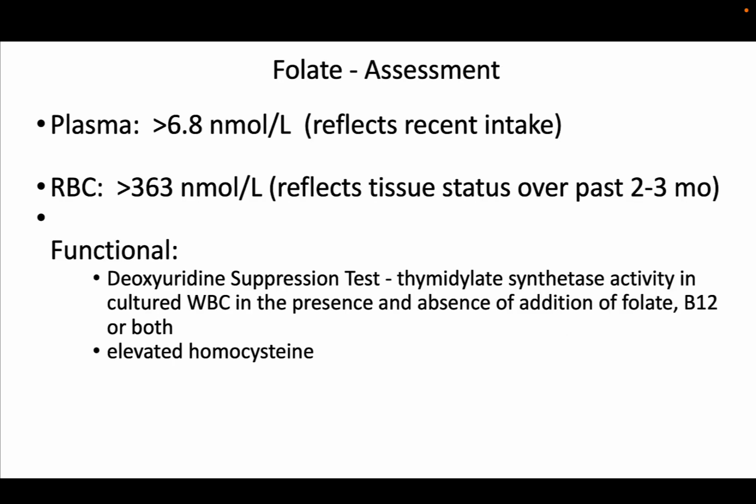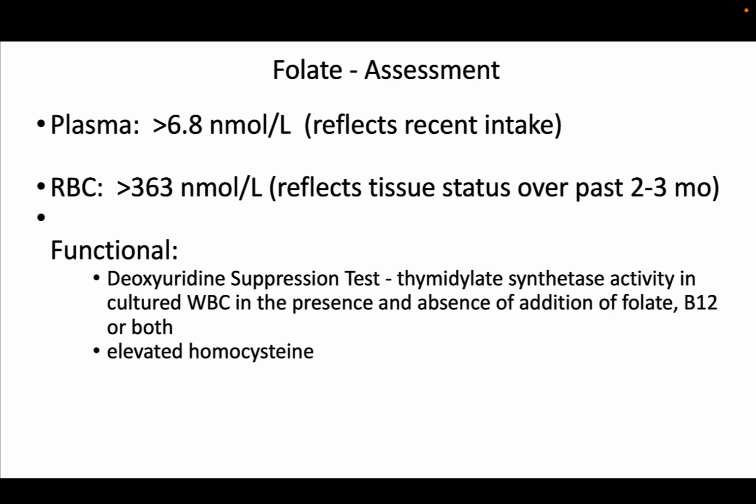To look at folate status, we can look at our plasma levels. Anything above 6.8 nanomoles per liter reflects recent good intake. If we want to know how we've been doing over the last 2 to 3 months, then we look at red blood cell folate composition, and we want to see that above 360 nanomoles per liter. And then, again, those are more static, just telling us about recent and more longer term consumption.